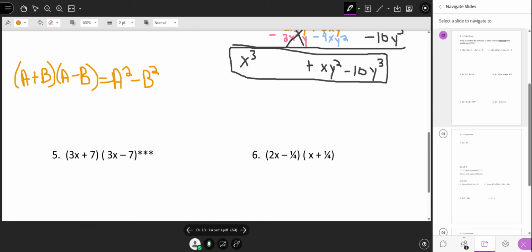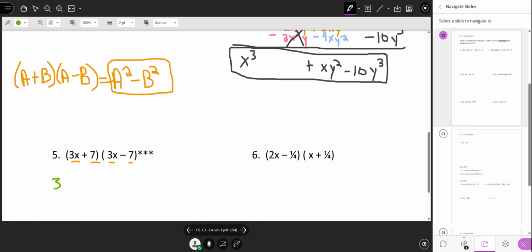So I could FOIL this out if I wanted to. I really could, because you see A, B, plus, minus. Or I could do this shortcut right here. This shortcut called the difference of squares will save you a ton of work.